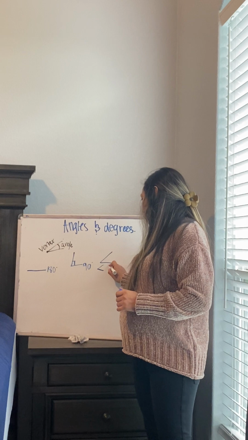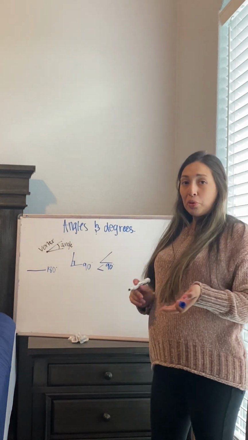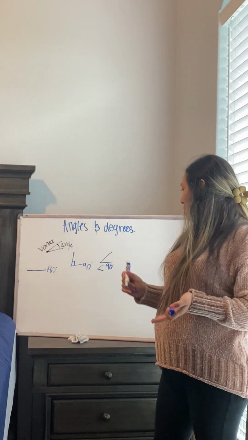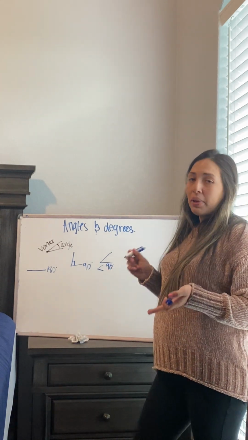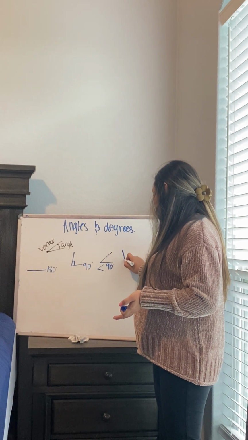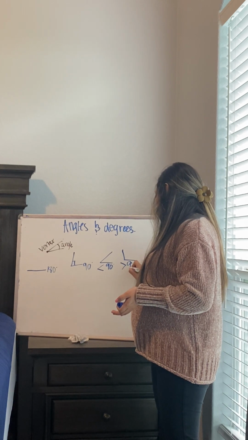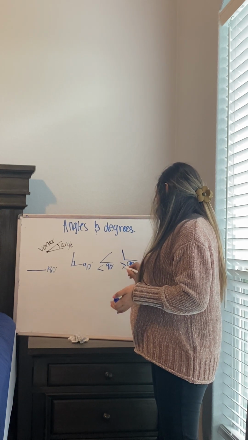And then an obtuse angle measures more than 90 degrees, but less than 180 degrees. An obtuse angle looks like that, and it's greater than 90 degrees.